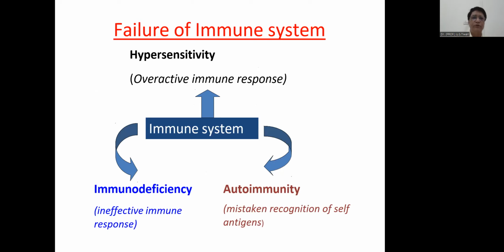Now, if this immune system fails, what happens? If the immune system fails, these three possible events can occur. First, hypersensitivity, which is an overactive immune response. The second is immunodeficiency, or an ineffective immune response, or there can be autoimmunity. That means there is a mistaken recognition of self-antigens, and that is called autoimmunity. So if the immune system fails, one of these three responses can develop.